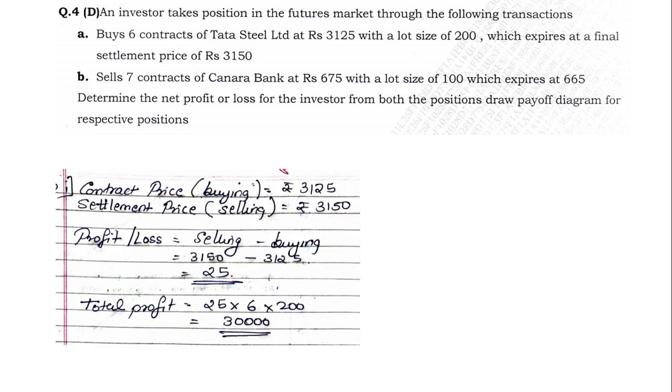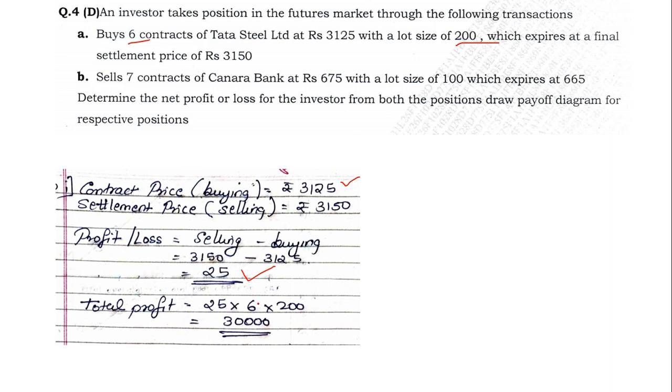Okay, you're buying. So your contract price is based on buying, 3125. And on settlement, so basically you'll have to sell at 3150. Profit and loss is selling minus buying, 3150 minus 3125. So there's a profit of 25. Total profit is equal to 25 into 6 contracts into the lot size of 200, which comes to rupees 30,000.